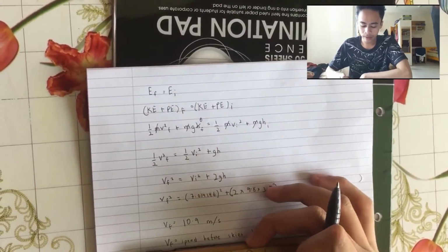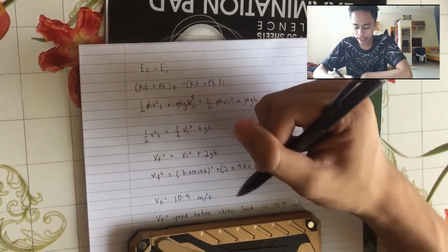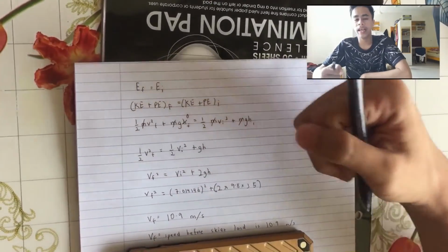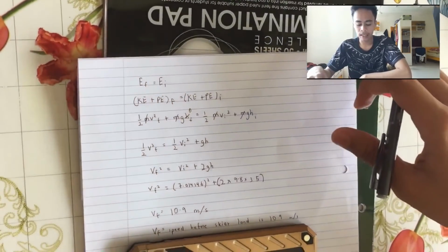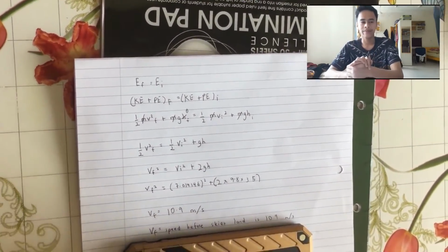Then the answer is: the final velocity, or speed, before the skier lands is 10.9 meters per second. That is the final answer, the velocity just before she reaches the ground.